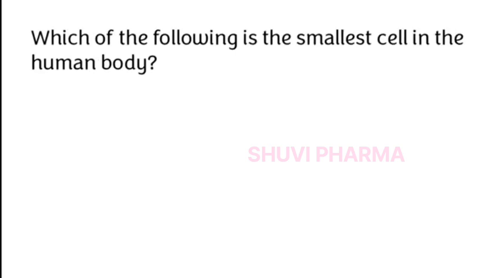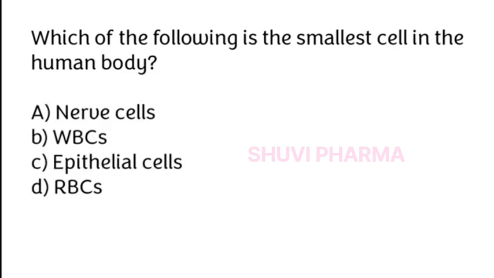Which of the following is the smallest cell in the human body? Nerve cell, WBCs, epithelial cells, RBCs. The correct answer is option D. RBCs is the smallest cell in the human body.